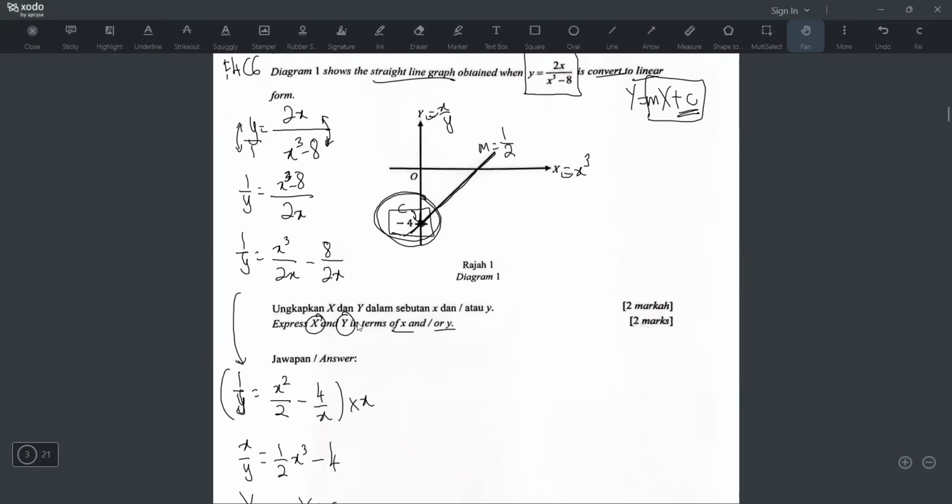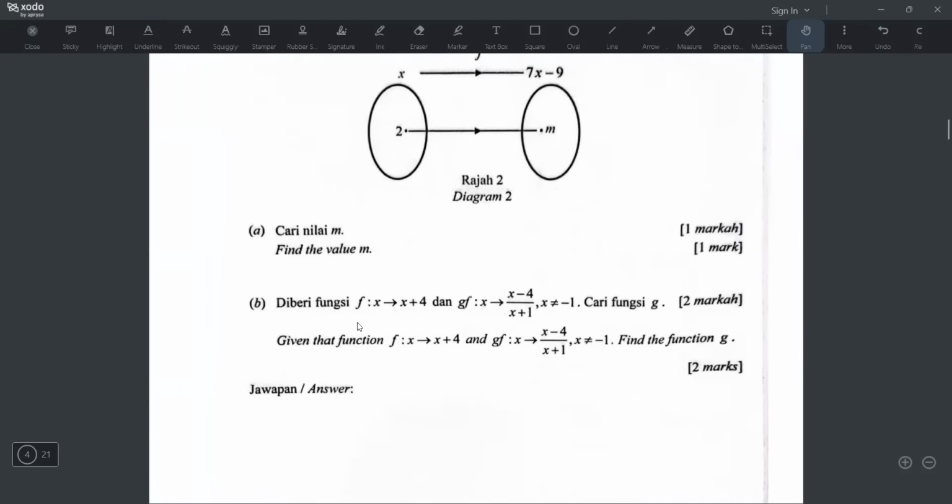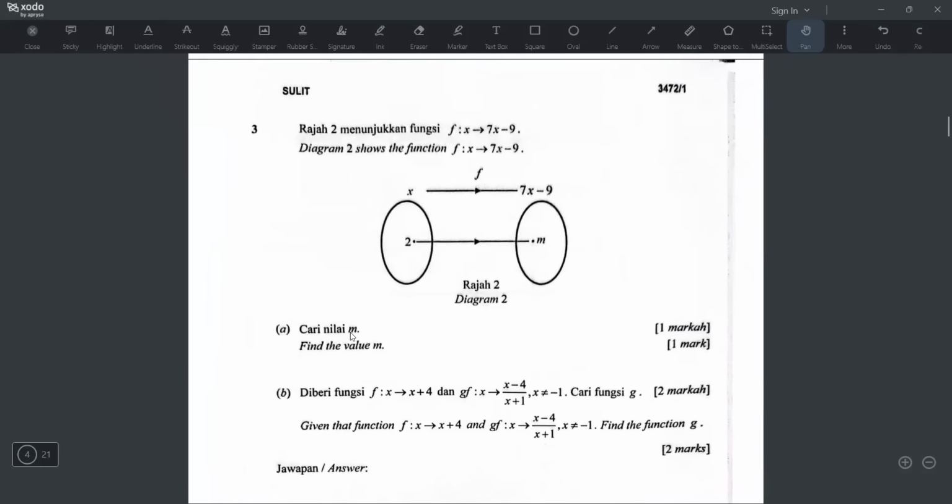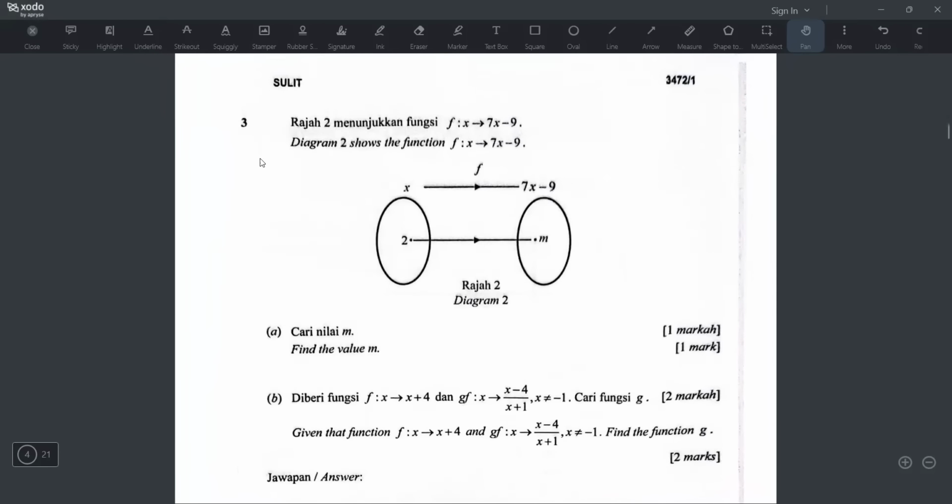All right, let's continue. Okay, number 3. This is very obvious. The diagram gives it away already. It's Form 4 chapter 1, the function chapter. So let's read the question.